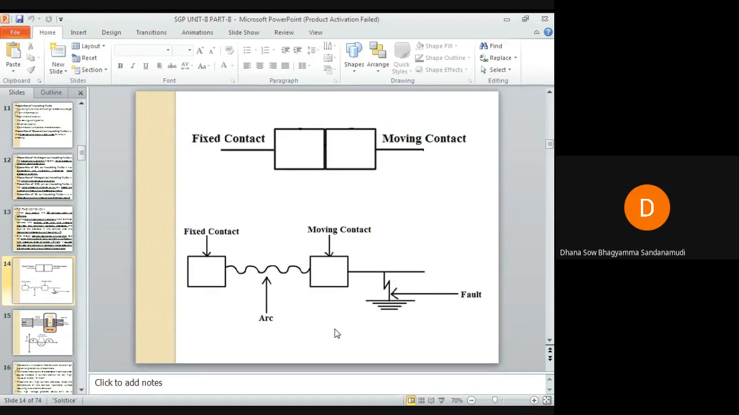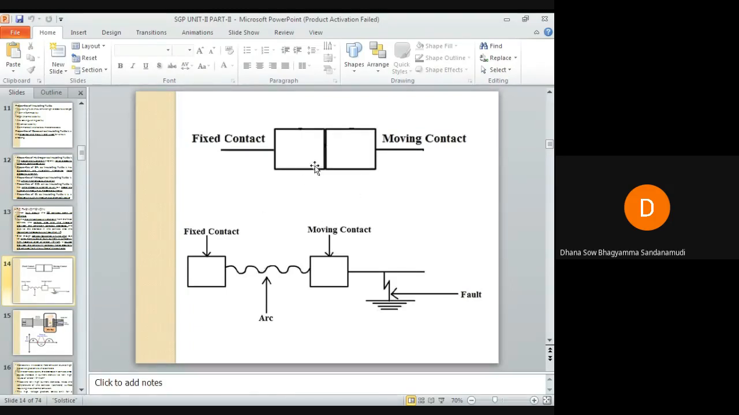The moving contact and the fixed contact are placed in a closed chamber containing an insulating medium. That insulating medium can be a liquid or a gas. The purpose of placing these contacts in an insulating medium is to extinguish the arc.